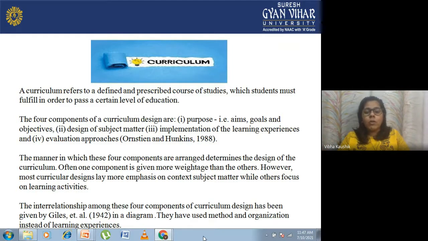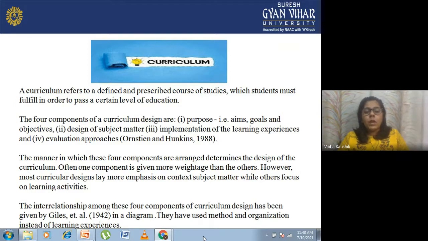That has been given by Ornstein and Hunkins in 1988. The manner in which these four components are arranged, starting from the purpose and ending at the evaluation, determines the design of the curriculum, and these components are helpful in determining the design of the curriculum. What should be the design of the curriculum?